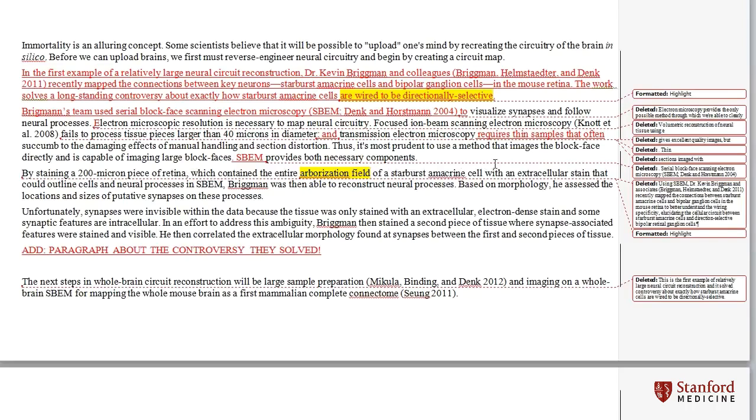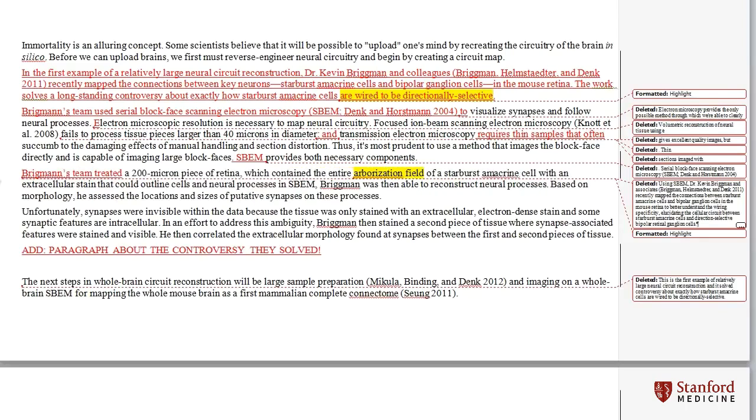So of a starburst cell with an extracellular stain that could outline cells and neural processes in SBEM. This is kind of a long sentence. I'm going to just notice that the author writes "by staining with an extracellular stain." I thought maybe we could change that to "treating." So I said Brigham's team treated a 200 micron piece of retina.